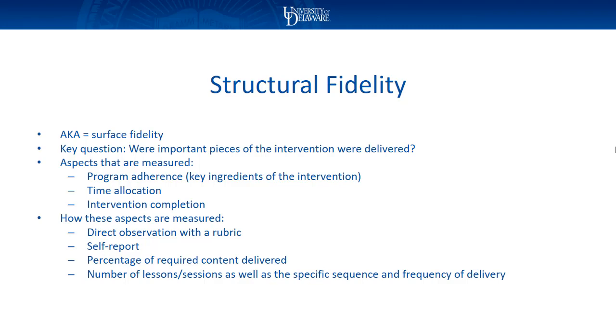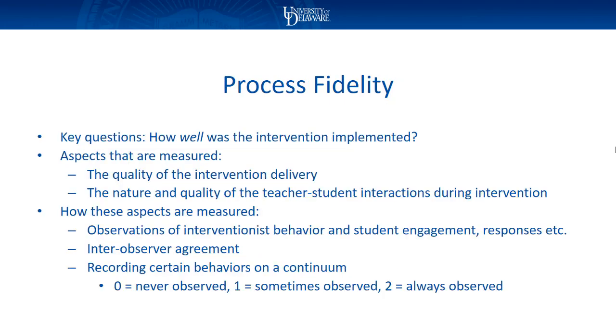These aspects are typically measured with direct observation, with a rubric where someone's watching an interventionist work and they're checking off that they did certain key components. Could also be done with self-report data. Sometimes we calculate a percentage of the required content delivered based on direct observation and self-report. And sometimes we talk about the number of lessons or sessions, as well as the specific sequence and frequency of delivery. Process fidelity, the key question here is, how well was the intervention implemented?